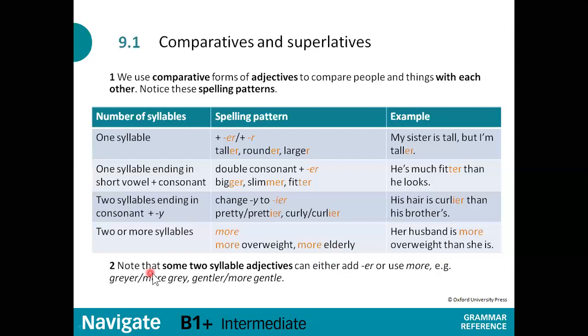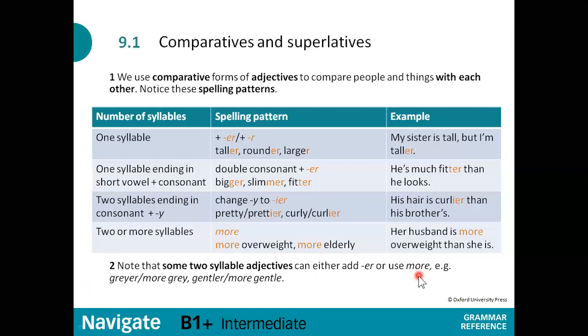Next rule, note that some two-syllable adjectives can either add er or use more. So there are some adjectives which can take er, or you can use more before them.